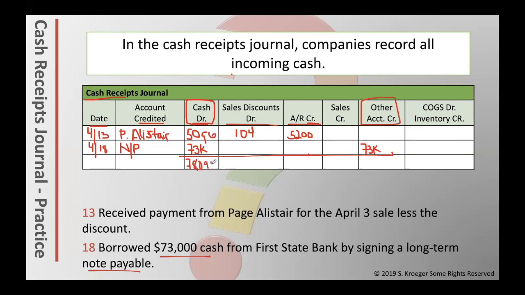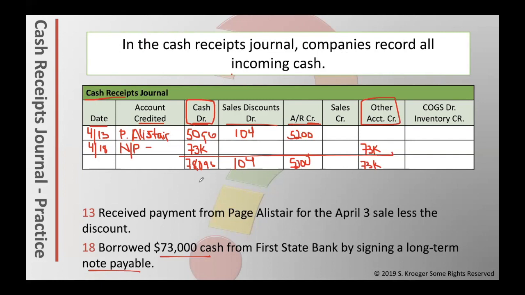The other accounts are a little bit easier because there's only 1 entry. For instance, sales discounts is only $104. Accounts receivable is $5,200. And the other account is $73,000. We just have to make sure we post the $73,000 to the actual account, notes payable.